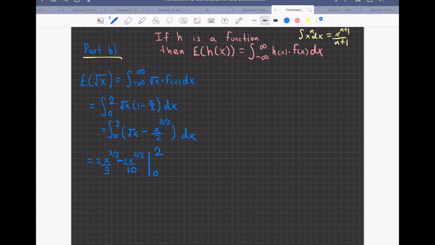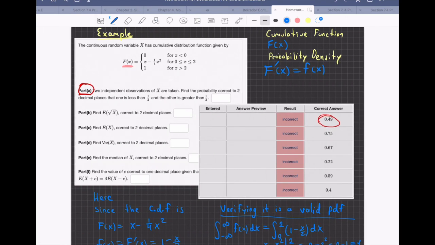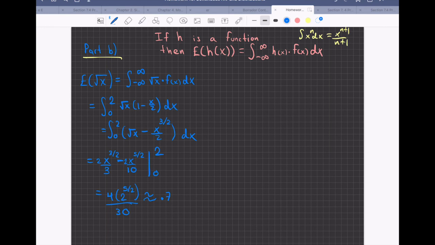So you need to evaluate this, and if you do the operations, you will get 4 times 2 raised to the 5 over 2 divided by 30. And this is going to be approximately the answer you see here, 0.75. You can verify that. Okay? Part B. Part C.